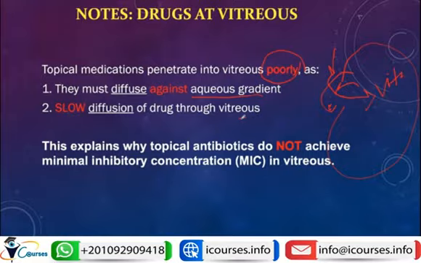Also, the vitreous itself shows slow diffusion of the drug. So even if the drug reaches the vitreous, it will slowly diffuse to different parts of the vitreous. That's why topical drugs usually don't reach an effective concentration inside the vitreous, and they are not recommended in cases of intraocular inflammation or endophthalmitis.